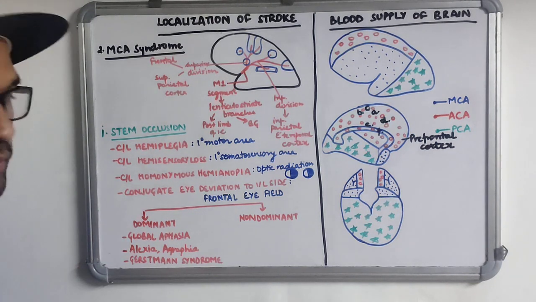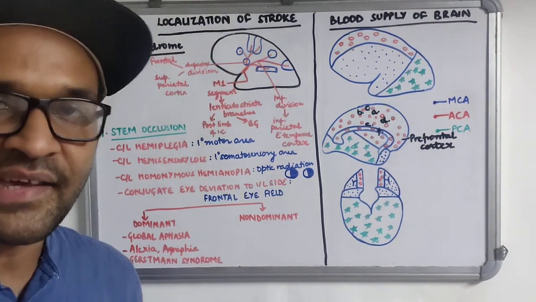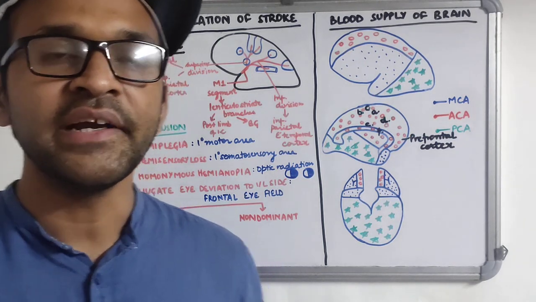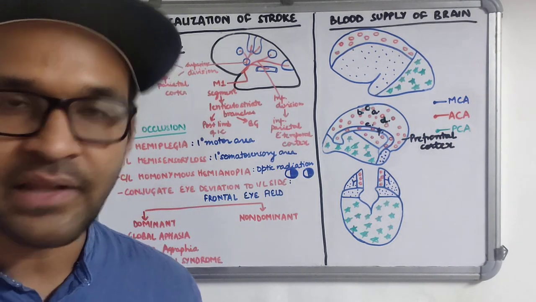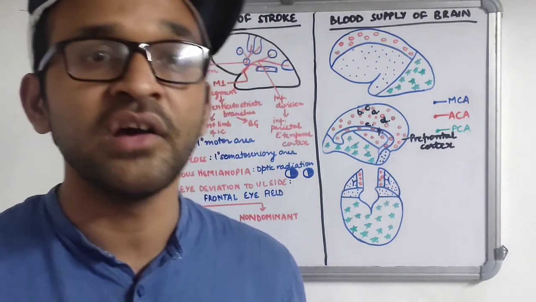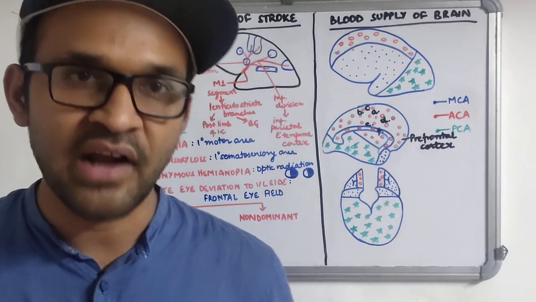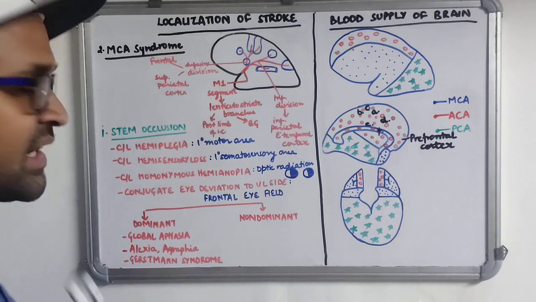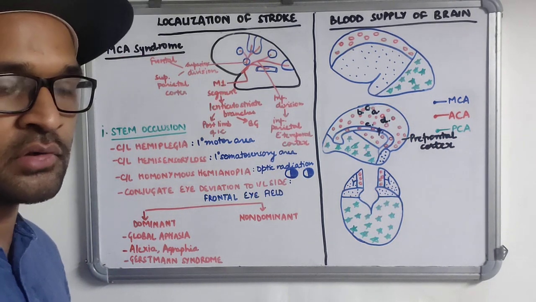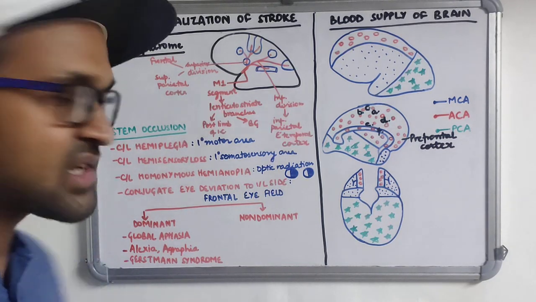Gerstmann syndrome consists of agraphia, acalculia, finger anomia, and right-left confusion. So it consists of four things. In finger anomia, the patient is not able to tell which one is the thumb, which one is the index finger, which one is the ring finger. And there is right-left confusion, acalculia, and agraphia. So this is what we call Gerstmann syndrome. It again occurs due to involvement of the angular gyrus in the dominant hemisphere, which is supplied by the middle cerebral artery.